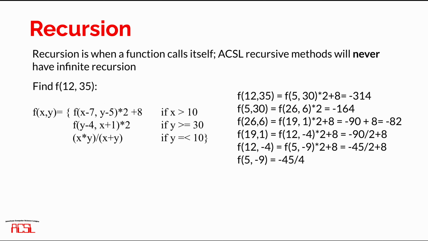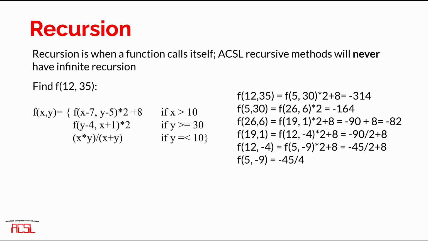However, because we're working on this top to bottom, we always start with the topmost condition, that is the one with the most priority. So because x is greater than 10, we are going to be using that condition when evaluating the function. We get that is equal to f of 530 times 2 plus 8. Next, f of 530. That doesn't fit the first condition up there, but it does fit that y is greater than or equal to 30, and notice how this is equal to f of y minus 4, x plus 1. So they are actually swapping the x and y parameters in this method.